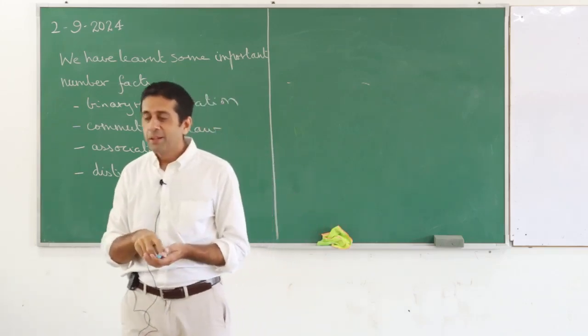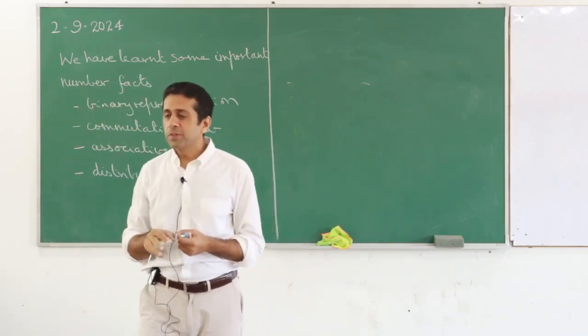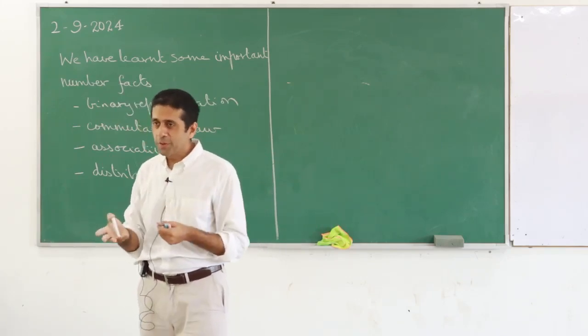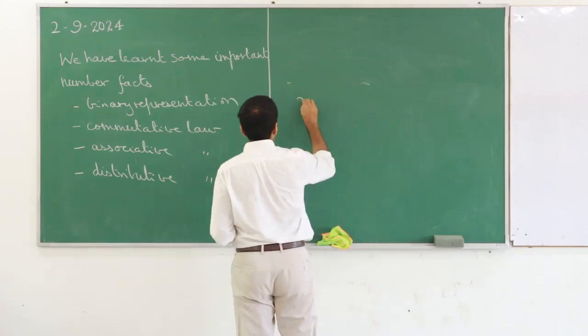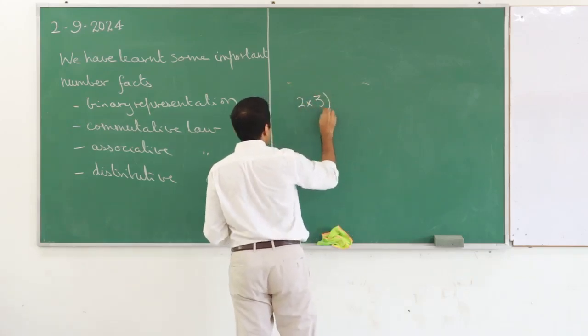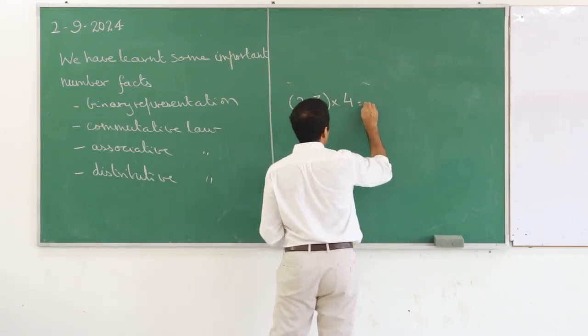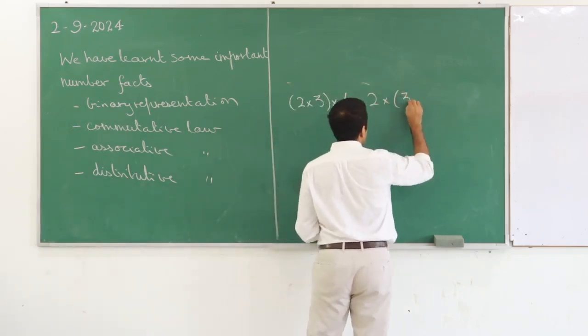A into B into C equals A into B into C. You guys use algebra, which is fine, I use numbers. But why is that true? So let's take a simple example. 2 into 3 into 4. Why is that equal to 2 into 3 into 4?